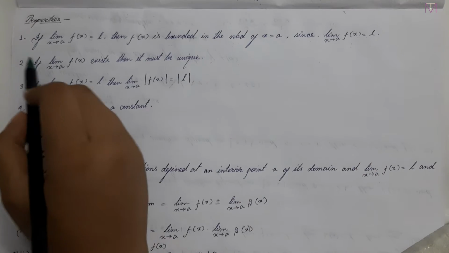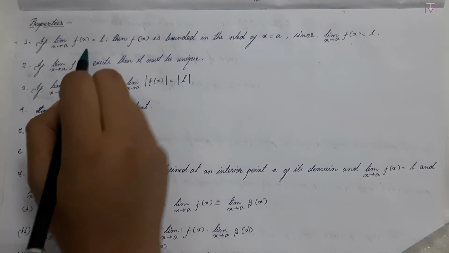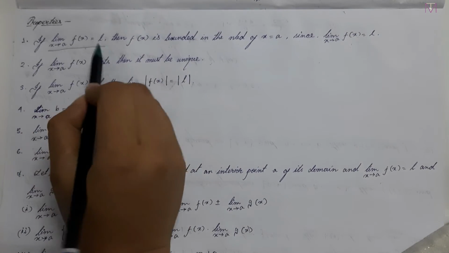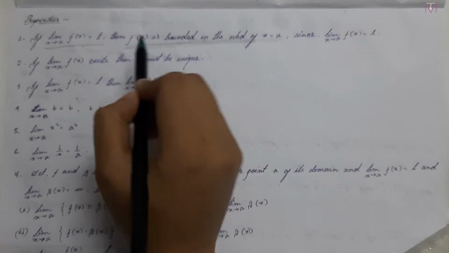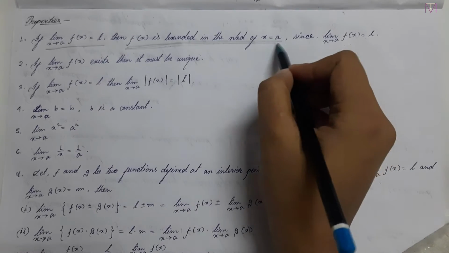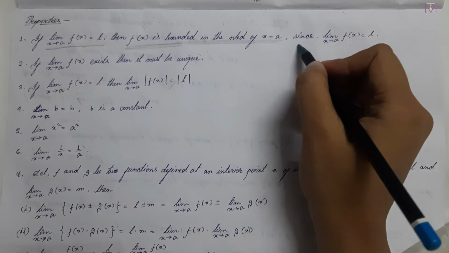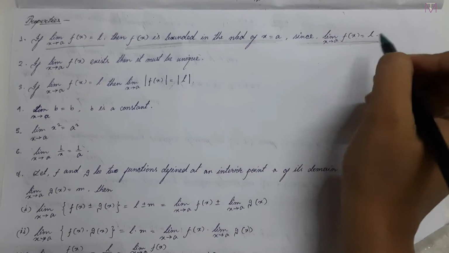Let's start with some properties of the limit of a function. If the limit as x tends to a of f(x) equals L, then f(x) is bounded in the neighborhood of x equal to a, since the limit as x tends to a of f(x) equals L.